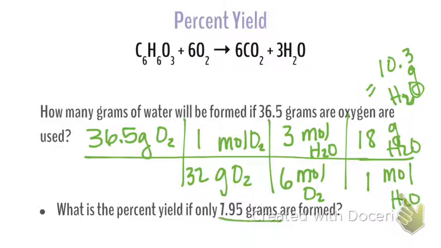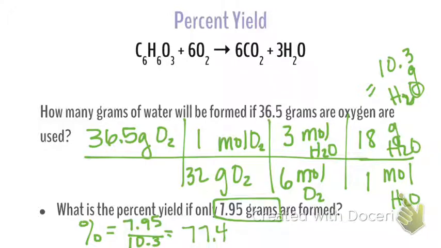Okay. So now it tells me that I did the experiment and only 7.95 grams were formed. So I plug that in my percent yield equation and I say 7.95 divided by 10.3 gives me a 77.4% yield.